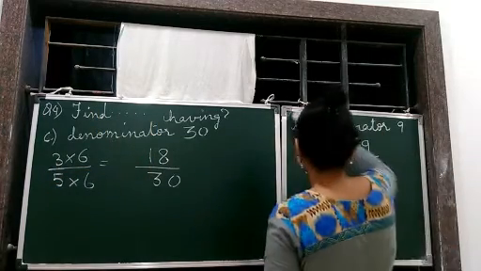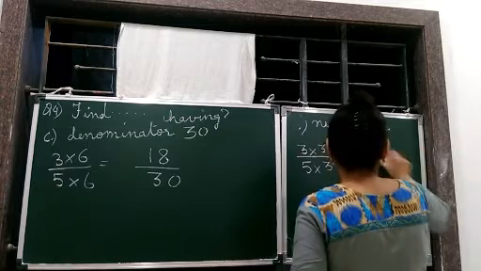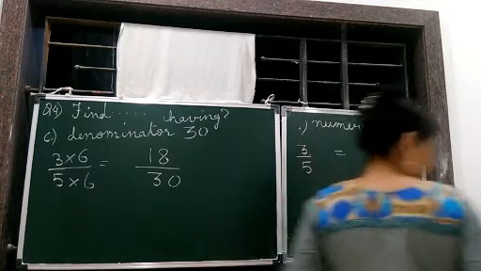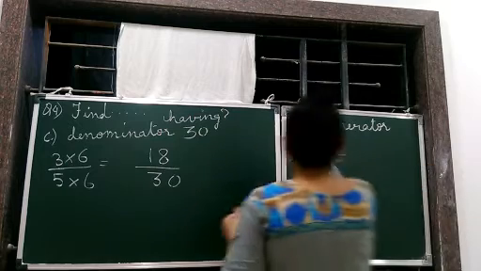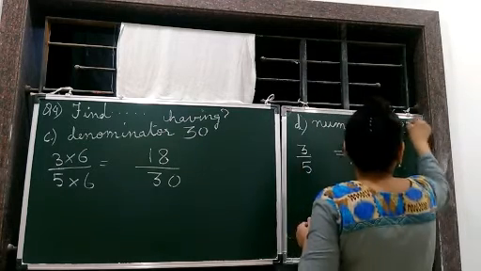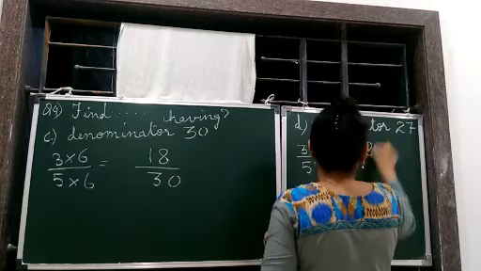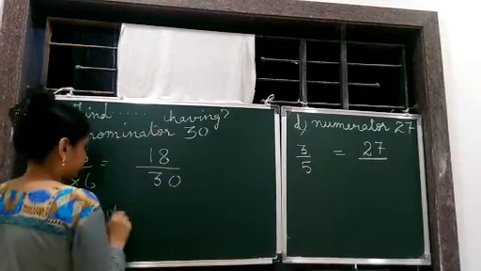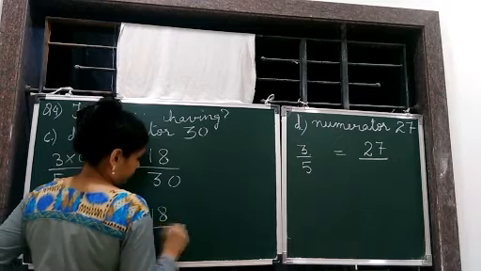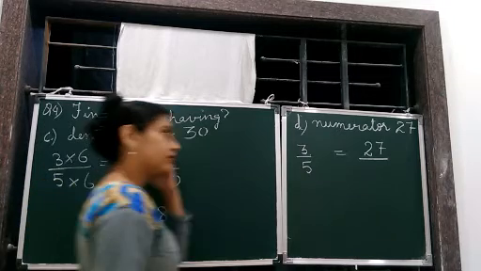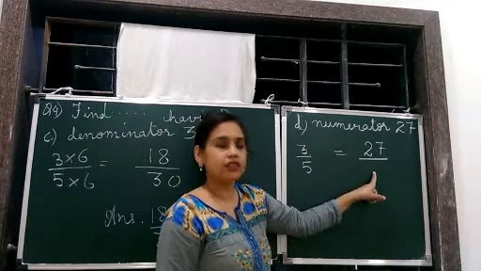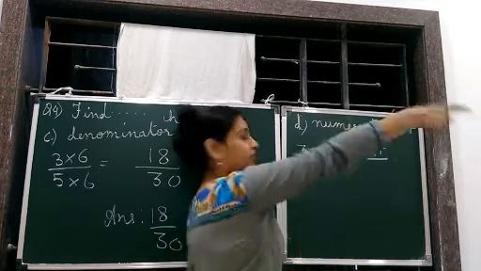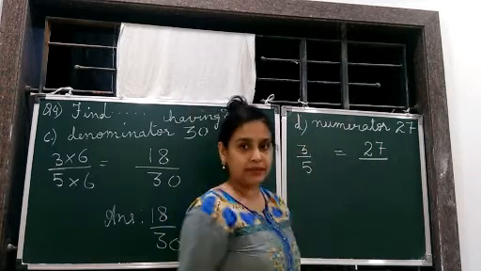Numerator 27. Numerator should be 27. Now, we need to find out this number. For that, we need to compare here who is greater. 27 is greater. That means something has to be multiplied here.